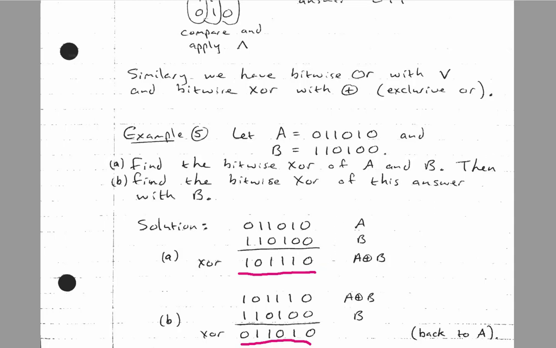So that's examples of these bitwise operations using our OR and an exclusive OR. I think that's it for this section.